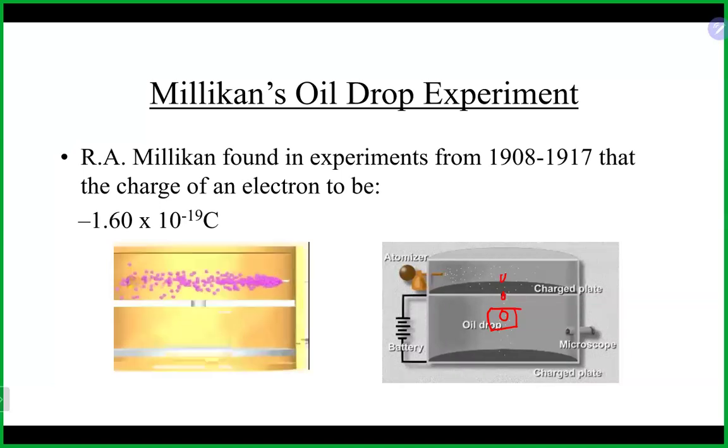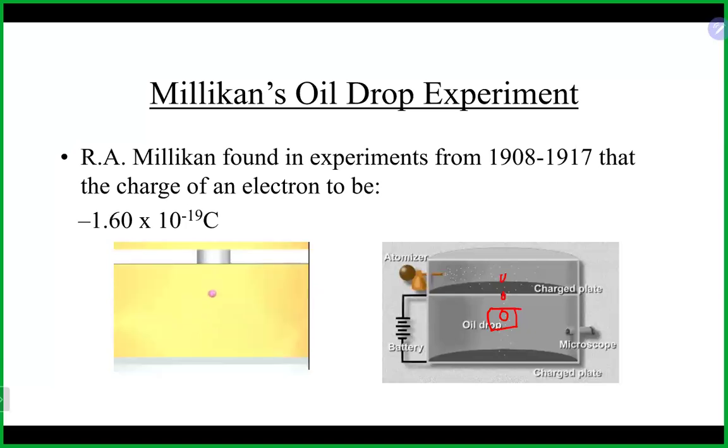So there go the oil droplets in. It's going to start to fall, and by adjusting the electrical field, he was able to get that oil droplet just to hang there. And from that, another really important piece of information came about an electron, and that was the actual charge of an electron, which is this number right here. And that was the charge of an electron.